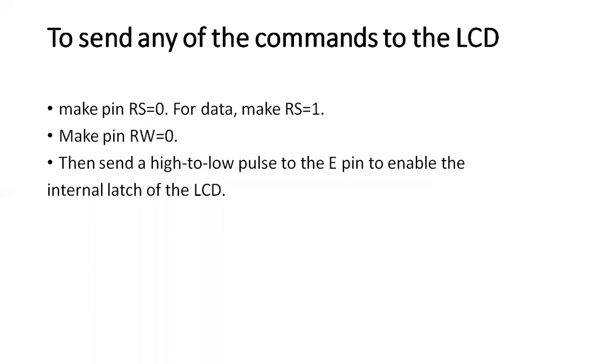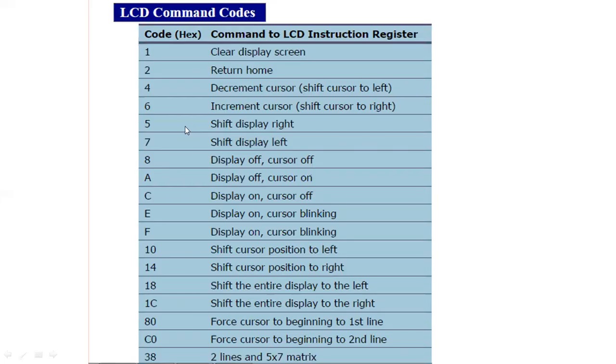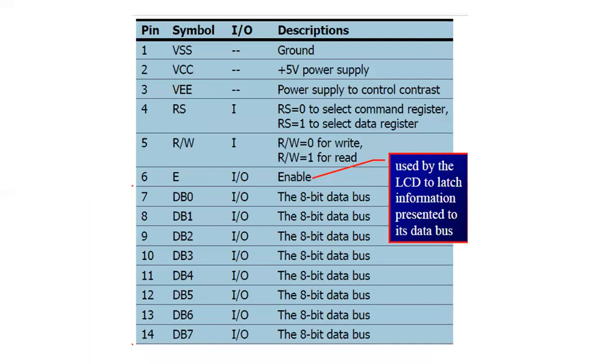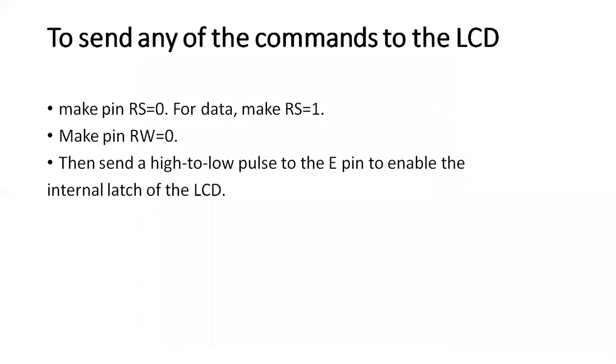To send any command to the LCD, these are the important steps we have to follow. Make the pin RS equal to 0. That's what we discussed here. If you want to send a command to the LCD, then this RS register should be made 0. Make RS equal to 0 for the command, and make RS equal to 1 for the data you want to transmit.